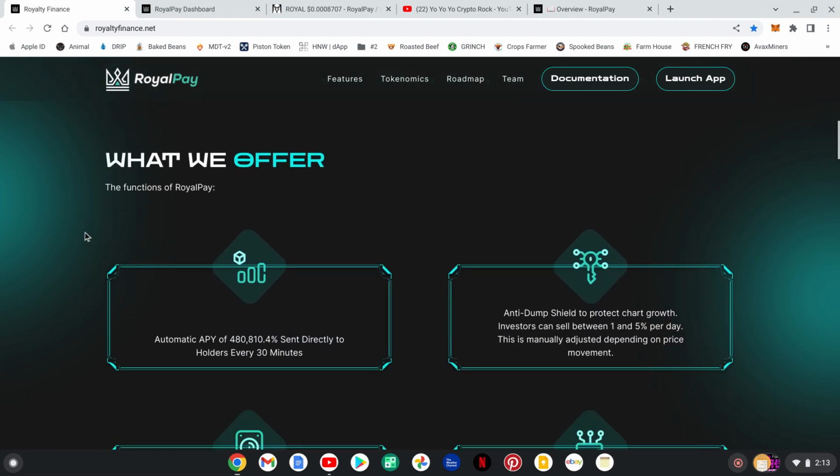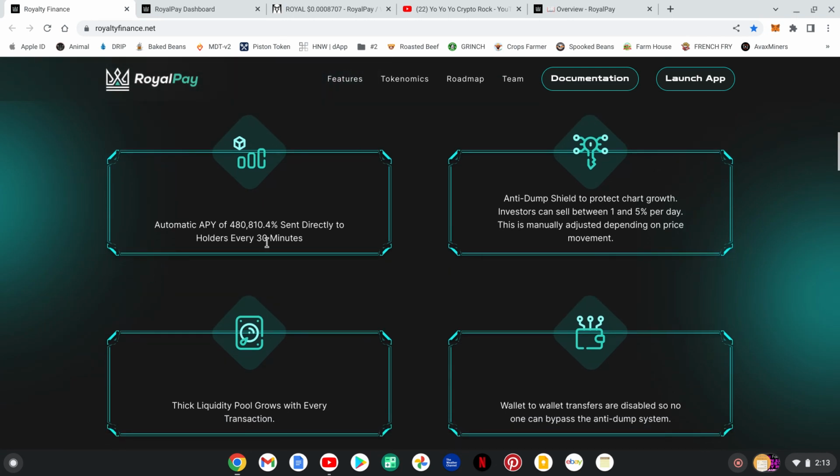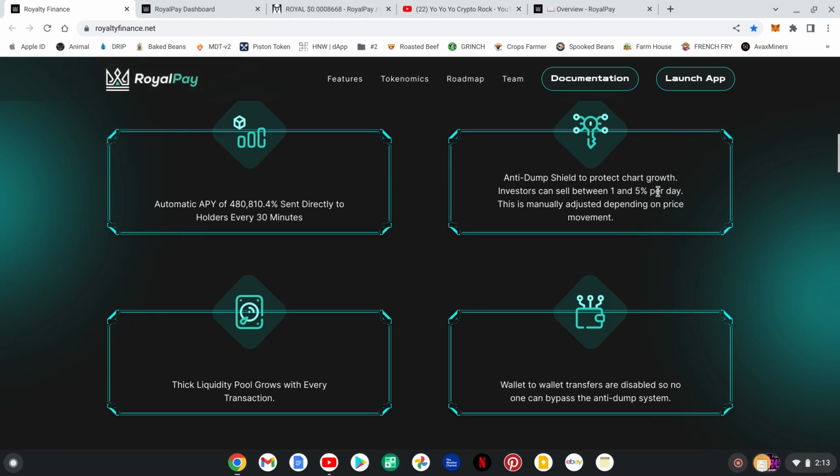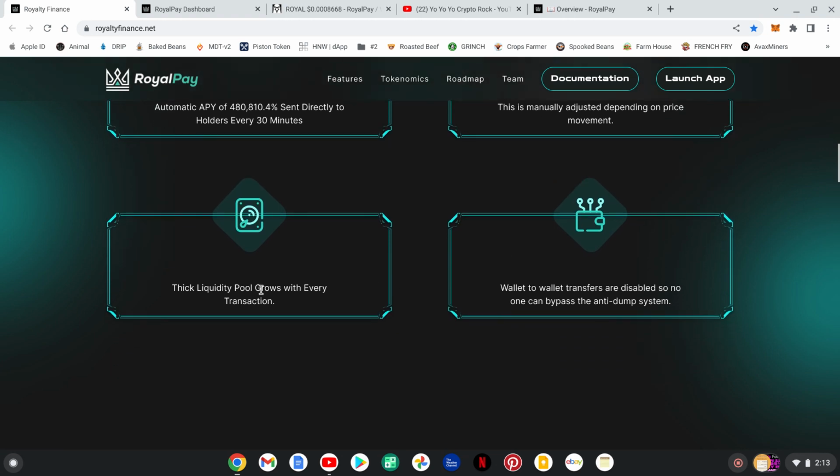All right. So again, you get the 480,000% every 30 minutes. They have the anti-dump shield that will protect you. Like I already talked about, 1.1% to 5% daily we can take out. Thick liquidity pool grows every transaction, guys. And wallet-to-wallet transfers are disabled, so no one can bypass the anti-dump shield.